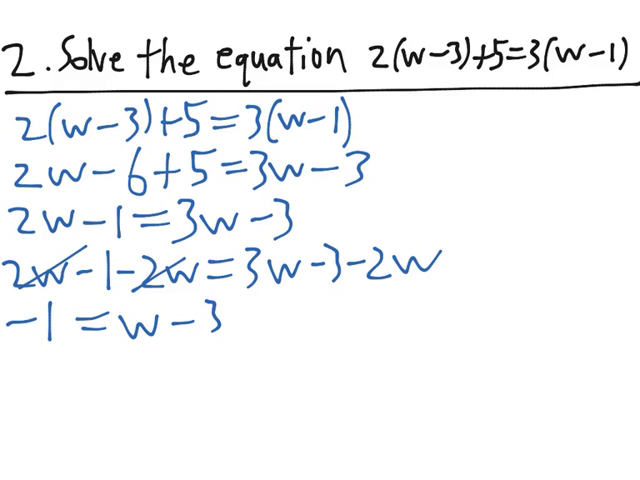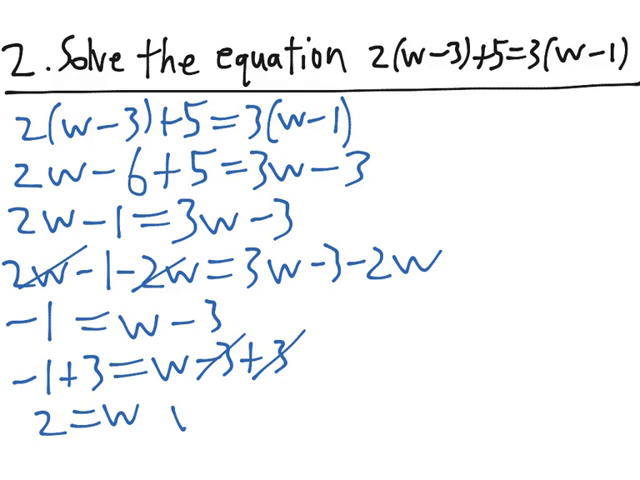Now let's add 3 to both sides of the equation. Minus 1 plus 3 is equal to w minus 3 plus 3, so the minus 3 and plus 3 cancel, and on the left side we have 2, so 2 equals w, or w equals 2.